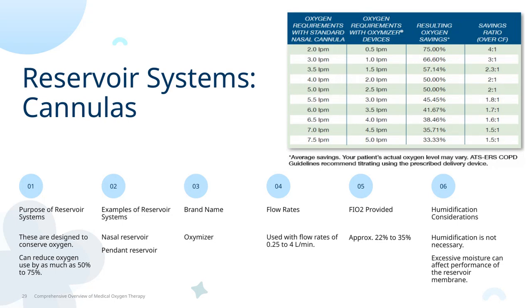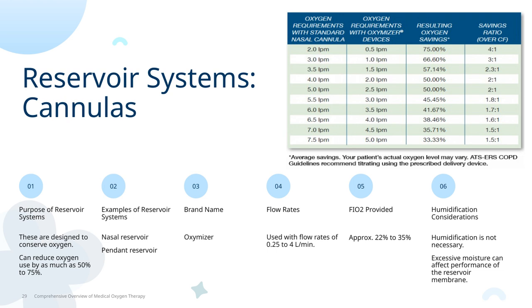Let's take a closer look at reservoir systems, specifically cannulas, and their role in medical oxygen therapy. One key point to remember is that humidification is generally not necessary with these systems. In fact, adding moisture can actually interfere with the performance of the reservoir membrane, so it's best to avoid excess moisture. These systems typically deliver an FiO2 range from about 22% to 35%, depending on the flow rate and system used. They are usually employed with flow rates between 0.25 and 4 liters per minute.